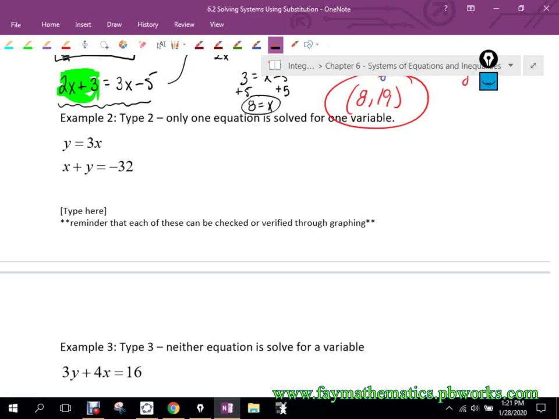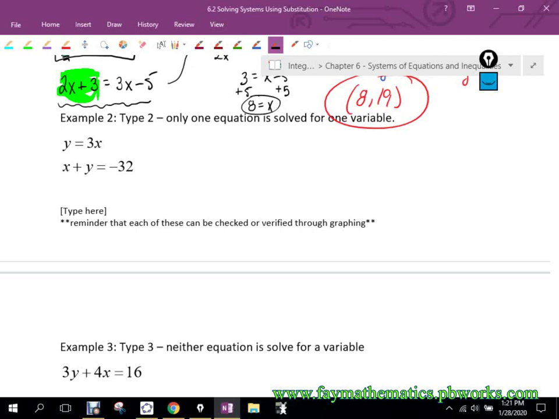So this one tells me exactly what y is, right? So when I go into the second one, what can I replace that y with? No, 3x. Because this says y is 3x. So everywhere throughout the whole problem where I see y, I can replace it with 3x. Does that make sense? Okay.